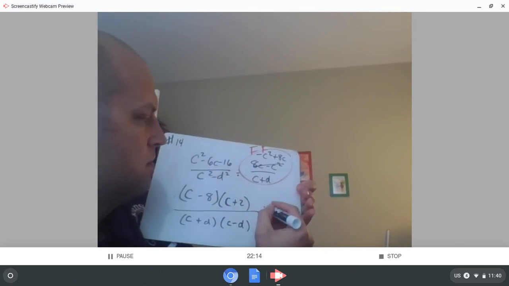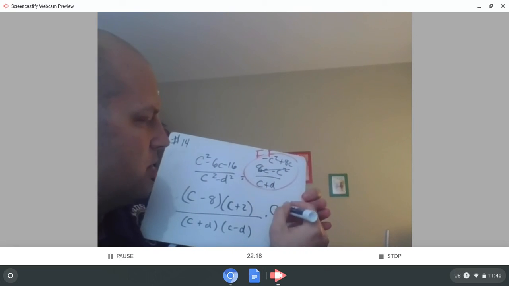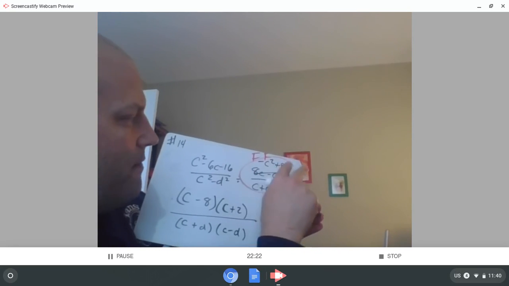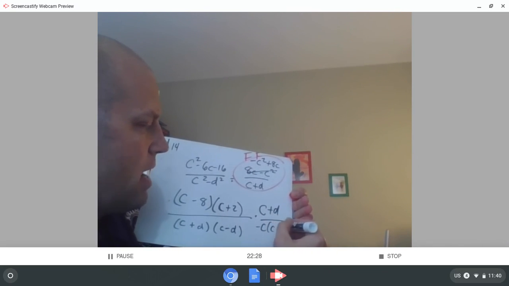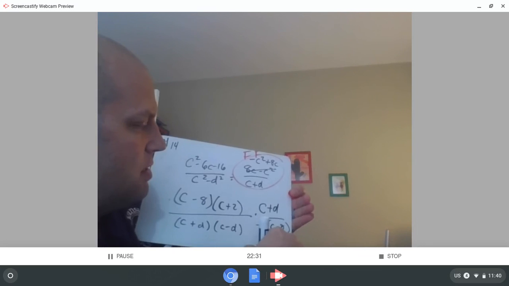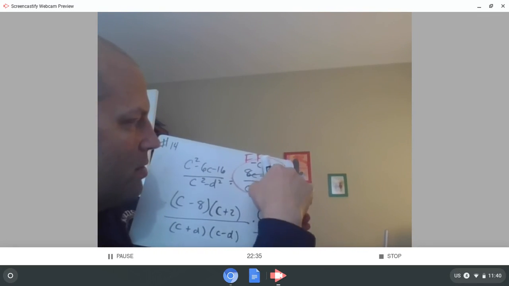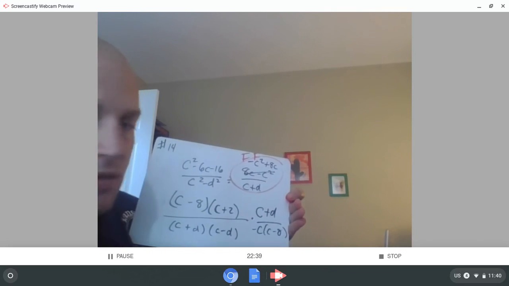C plus d goes on top. So I'll put c and d on top. And then I'm going to go ahead and factor out a negative c here. So I have negative c, and then I have c minus 8. So negative c times c is negative c squared, and negative c times negative 8 is a plus 8c. So it works out perfect.